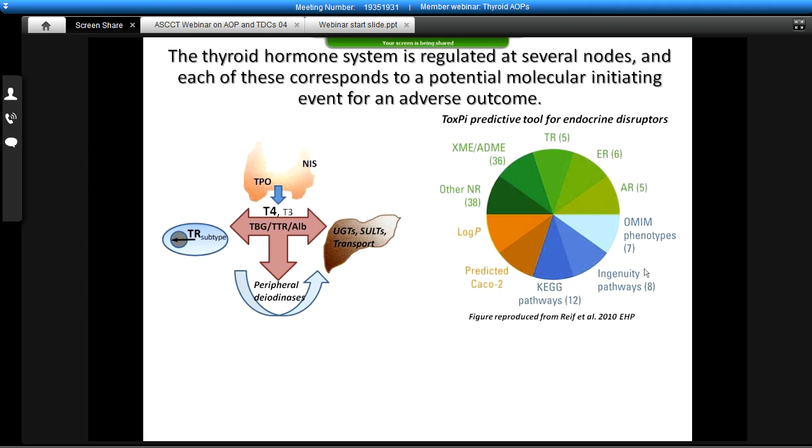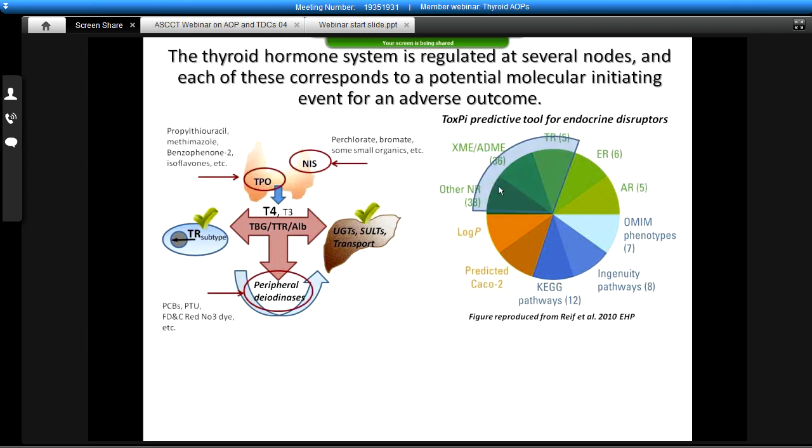So here I illustrate on the left-hand side that thyroid hormone system regulation with the gland at the top, circulating thyroid hormones being cleared metabolically by the liver, undergoing peripheral conversion from T4 to T3, and binding to the thyroid receptor in target tissues. And on the right-hand side, I've reproduced an image from David Reif et al.'s 2010 paper on the ToxPi visualization tool as applied to prediction of endocrine disrupting activity.